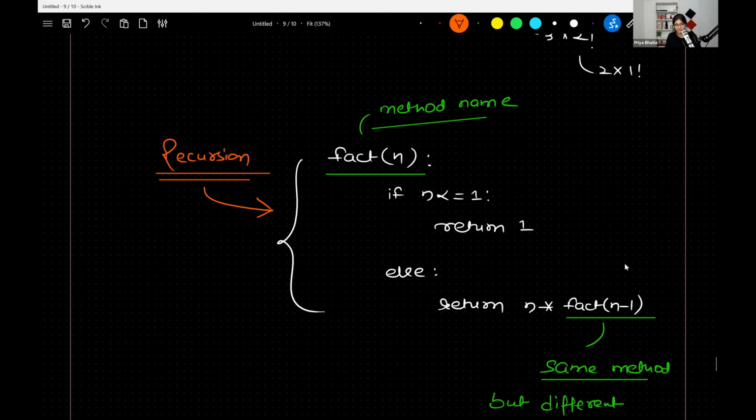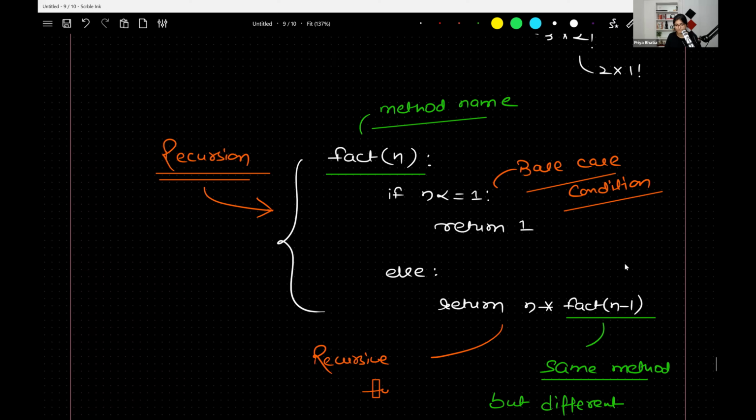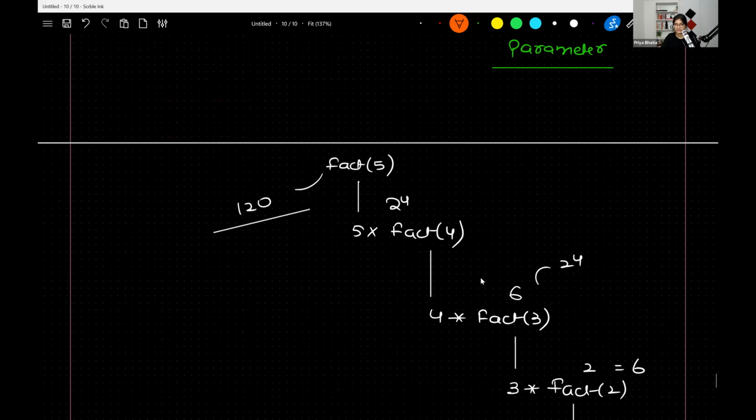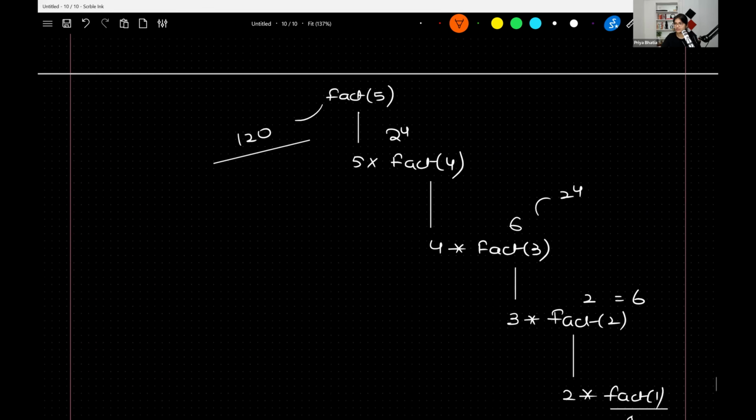This is the overall concept of recursion. First thing is the base case condition, which you will find in every code. Second thing is the recursive function call, which you will be able to find. Two components you will always observe. So far, so good. Shall we move ahead?